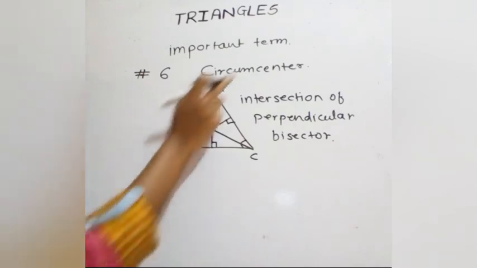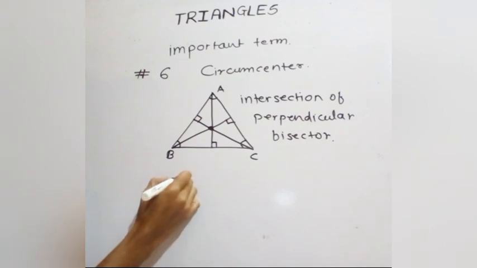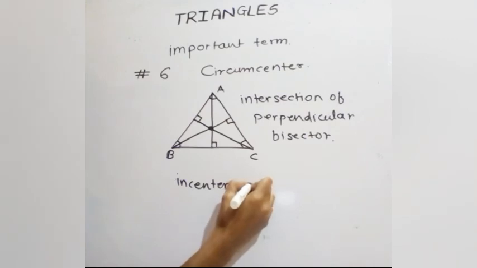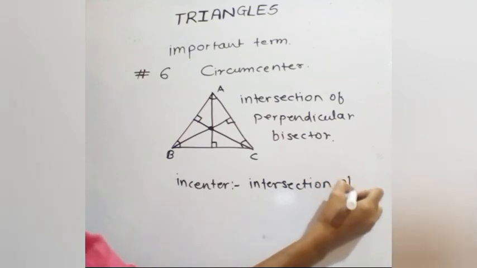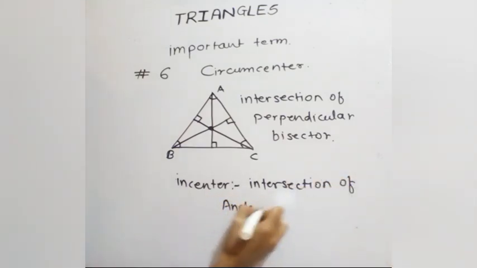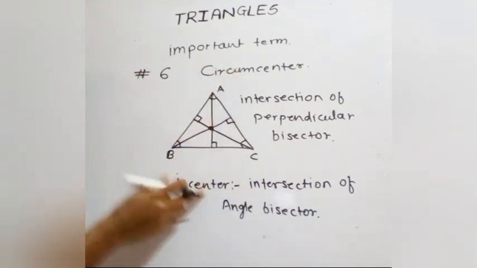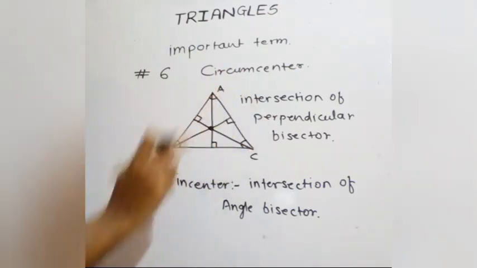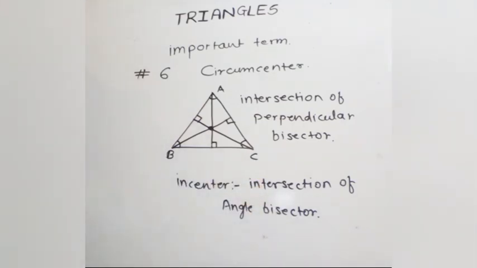And what is incenter? Incenter is the intersecting point of angle bisectors. So what is the difference between circumcenter and incenter? Circumcenter is the intersection of perpendicular bisectors, and incenter is the intersection of angle bisectors. That is the only difference between circumcenter and incenter.